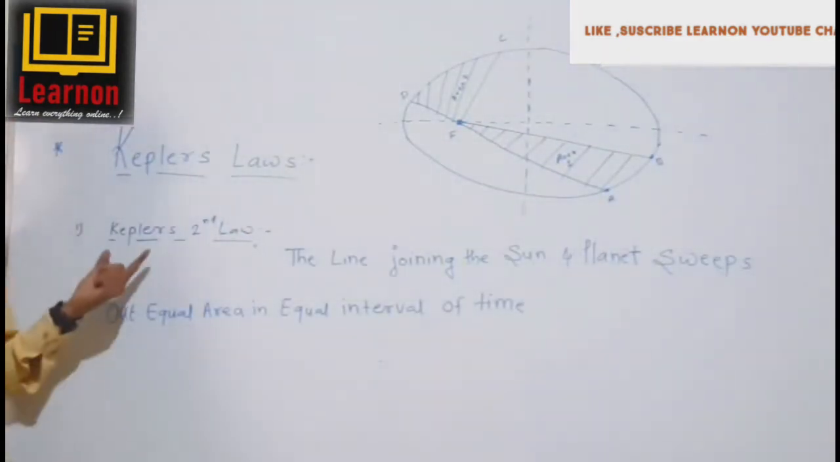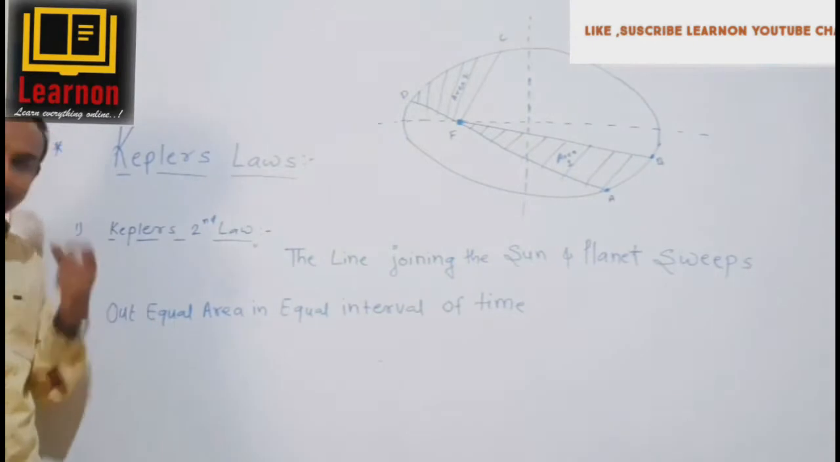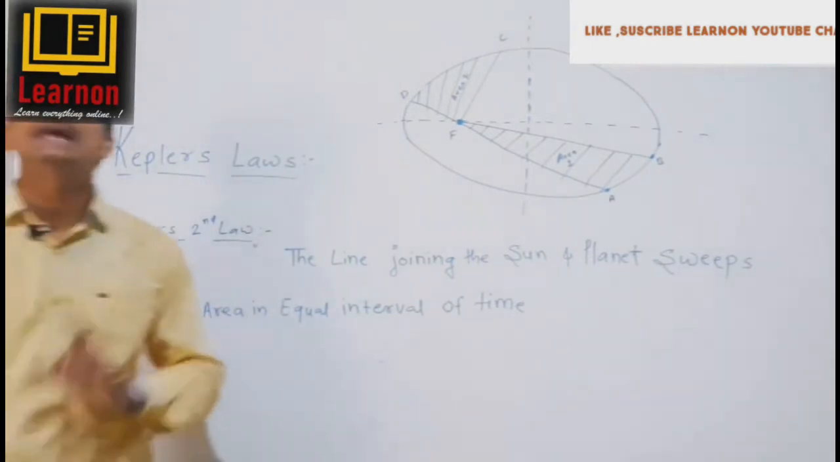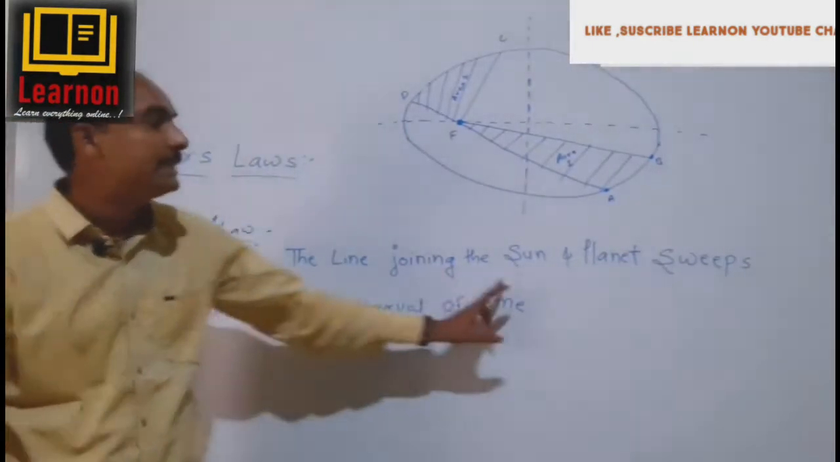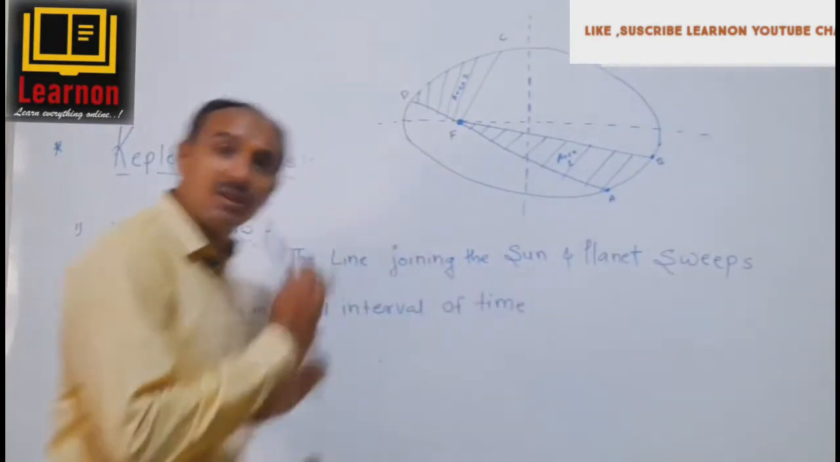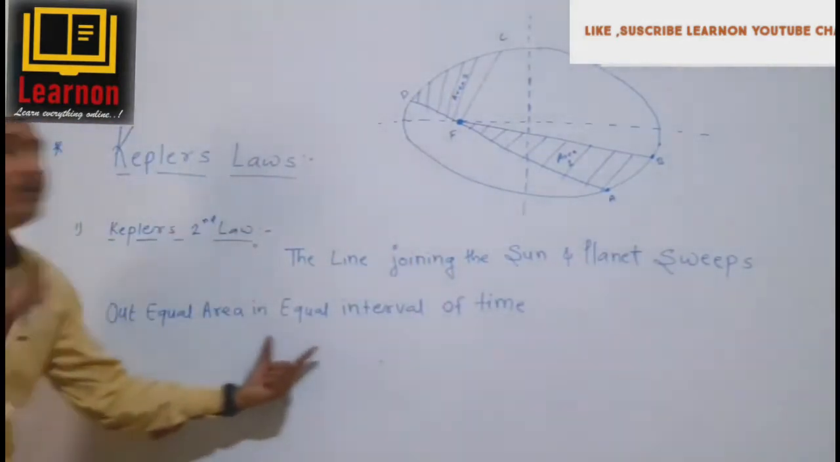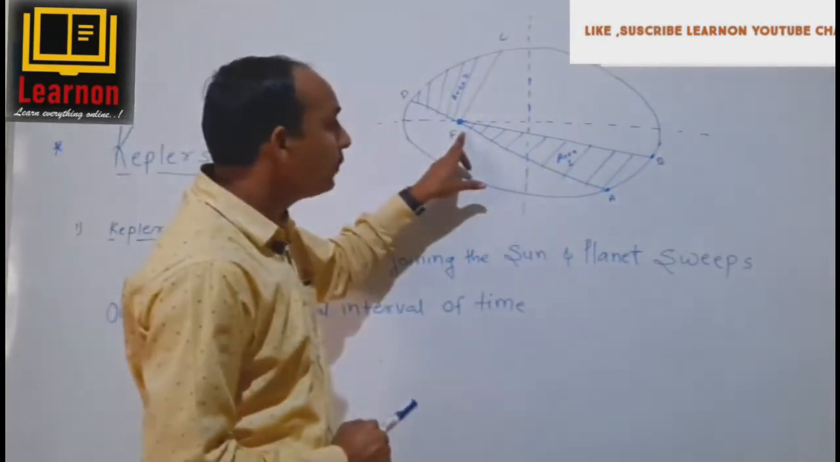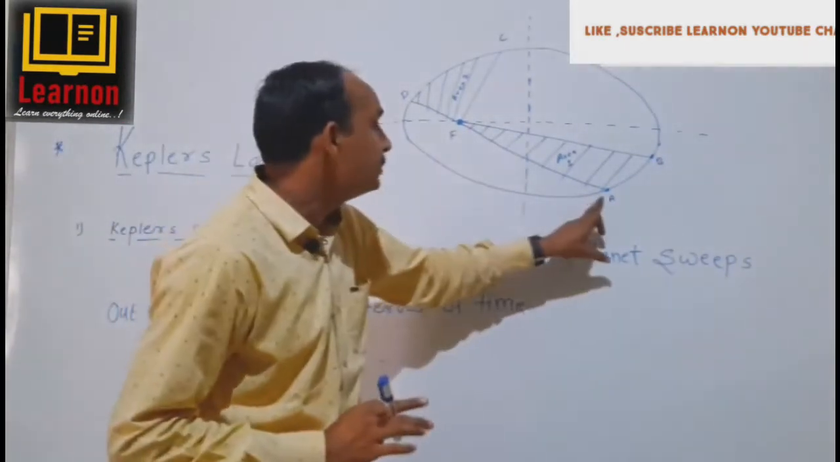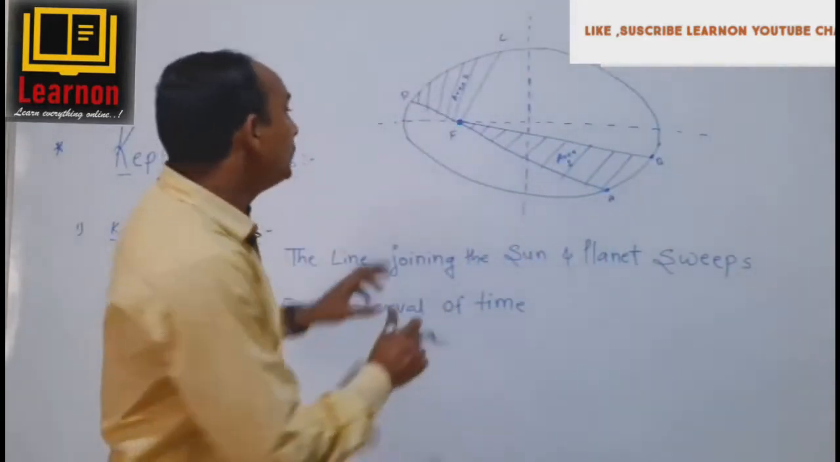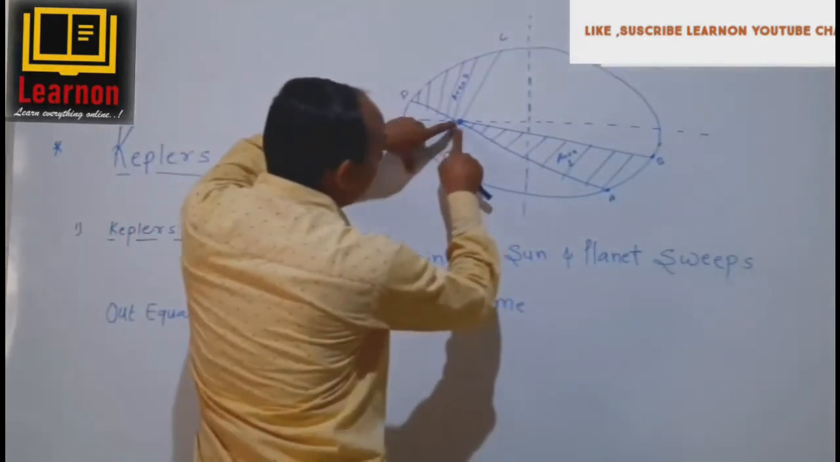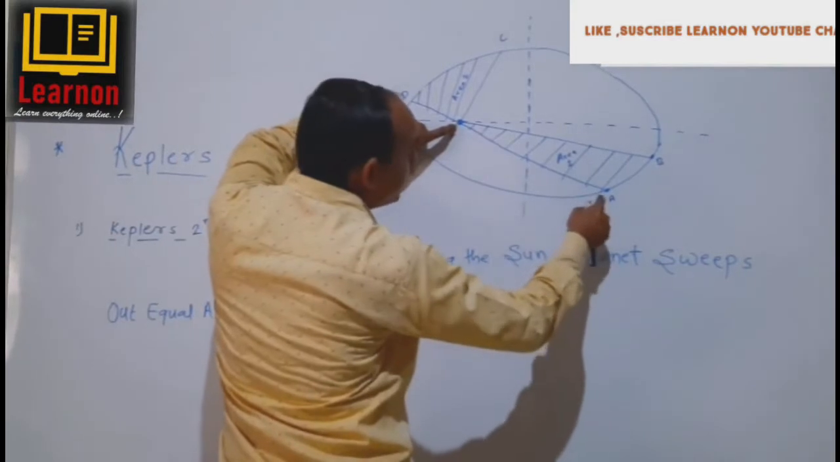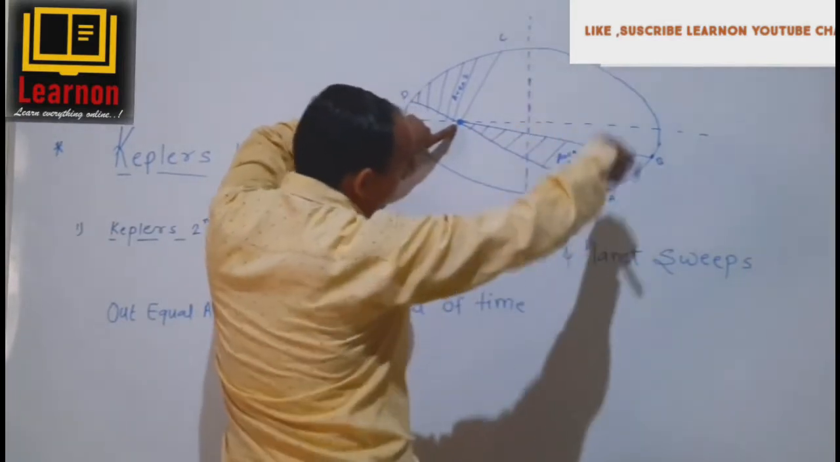What Kepler's second law says is, the line joining the sun and planet sweeps out equal area in equal interval of time. What does it mean? Suppose here is the sun at the focus according to the first law, and suppose the planets are revolving. So the line joining the sun, meaning the focus, and the planet is on the ellipse.